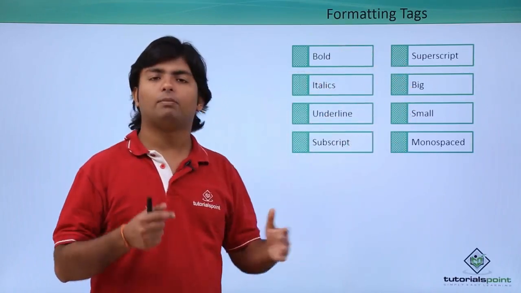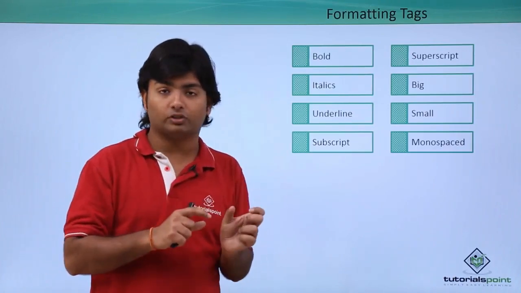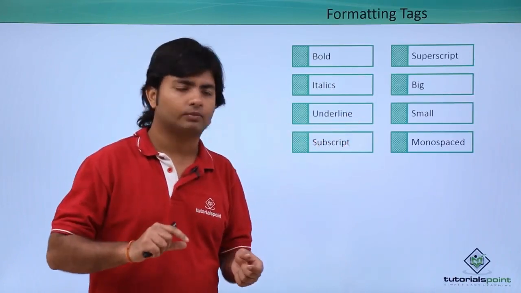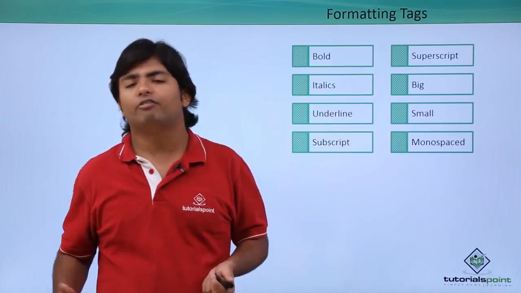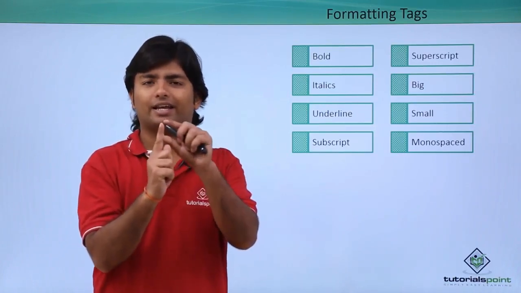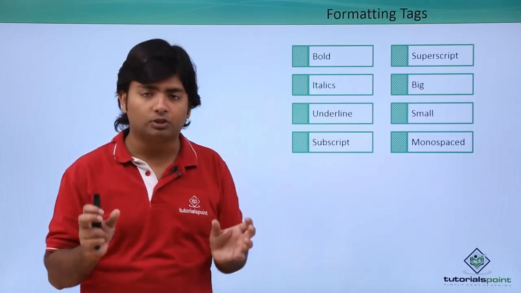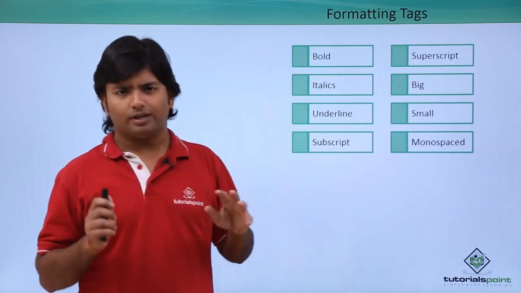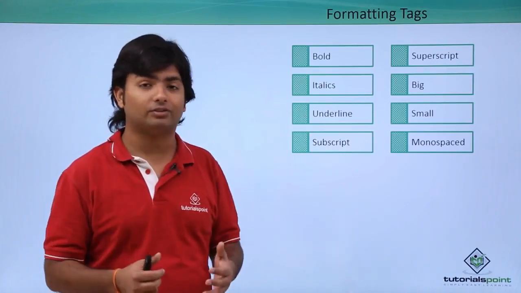Big and small will modify the size of the font from the current font size. Big will make it bigger, as the name says. Small tag will make it smaller. And monospaced: when you use different alphabets, like I and O, they consume different areas, like I takes less space than O. So if you want all the characters to take equal space, you can use the monospaced tag.